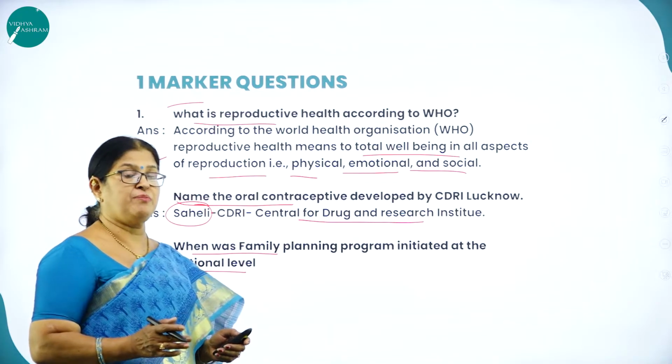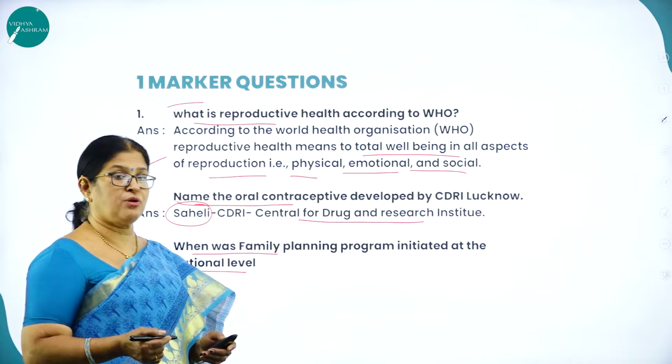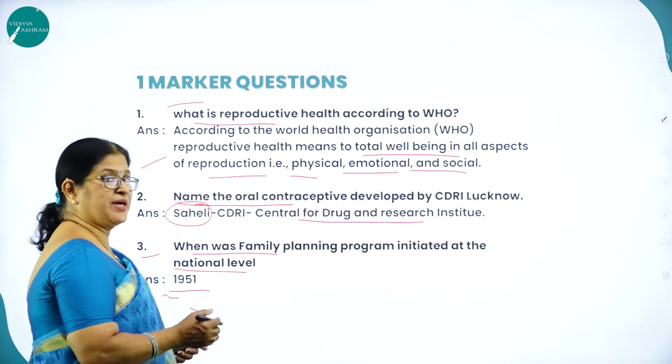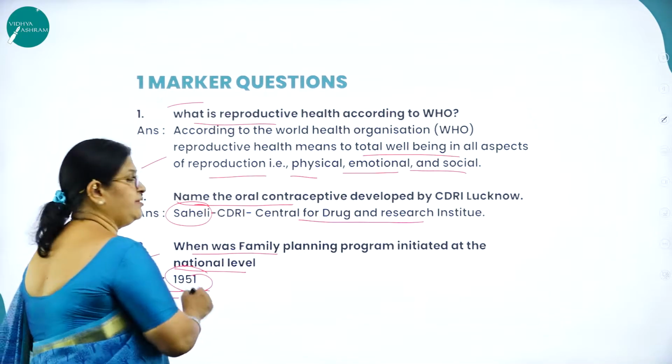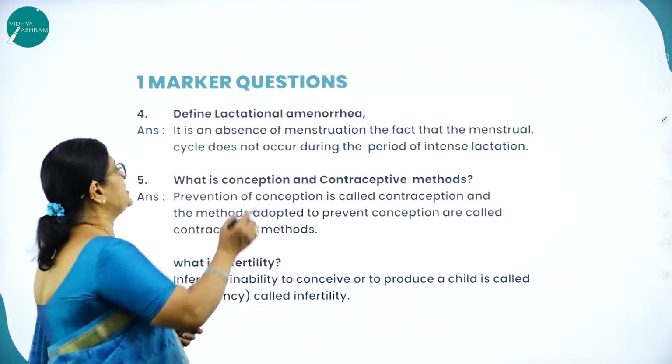Planning for a small family, how do we plan? By applying the scientific methods of birth control or fertility control, which was initiated by the Government of India in 1951.